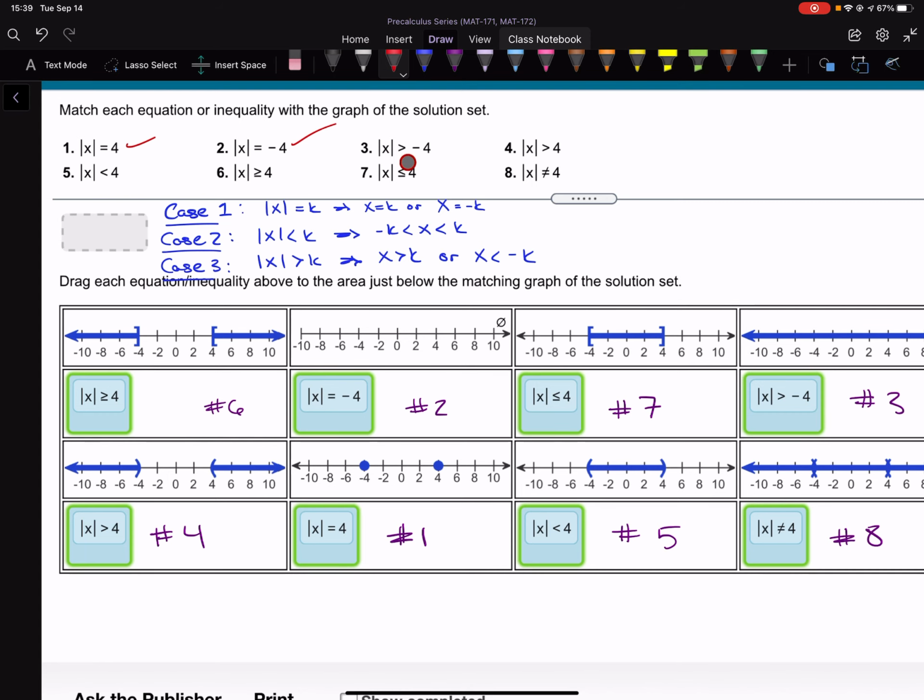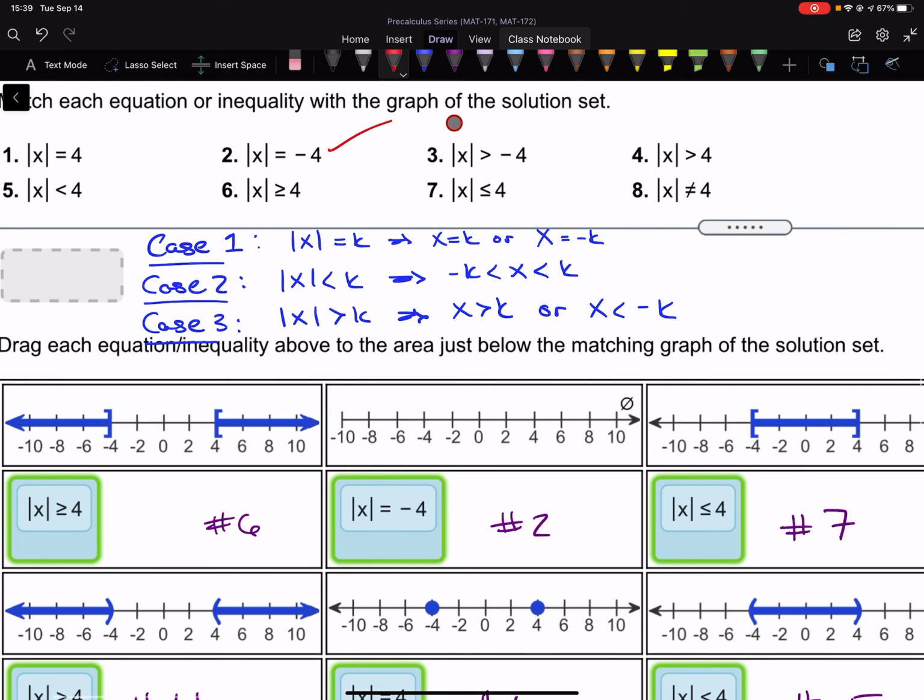Number 3, the absolute value of x is greater than negative 4. What case does that apply to? It looks like case number 3, where we would end up with x is greater than negative 4. Actually, while it looks like case 3, and this is what I wanted to talk about, my mind instantly went to case number 3. The idea is that absolute values are always going to give us positive outputs, and the lowest output that could occur here is 0.